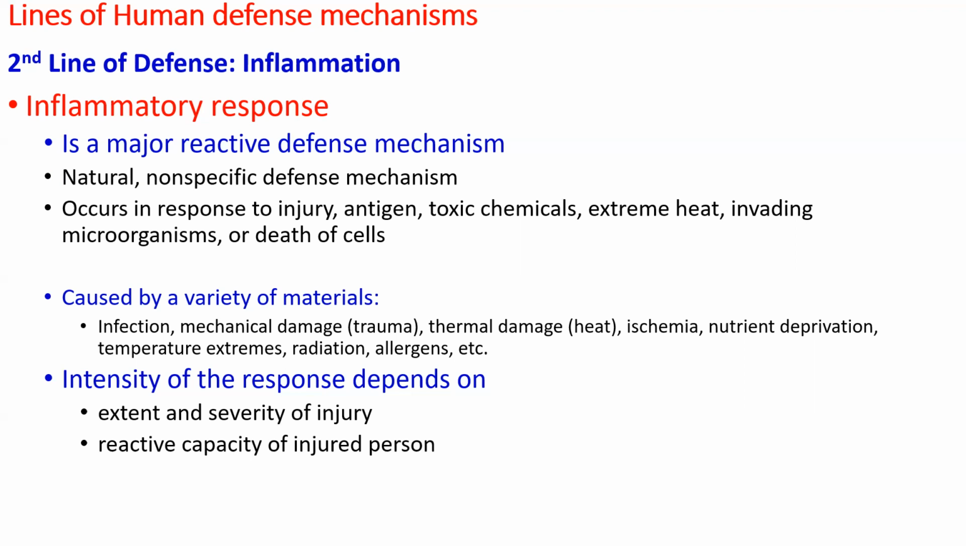What would cause inflammation, or what are the etiological factors for inflammation? It can be caused by mechanical damage like trauma, infections, ischemic changes or decreased perfusion, deprivation of nutrients like malnutrition, changes in temperature, radiation, and allergens, such as patients who are allergic to certain environmental substances that elicit the inflammatory process.